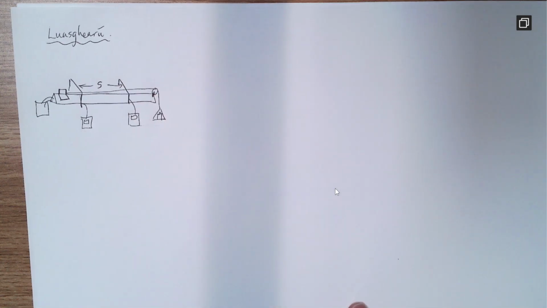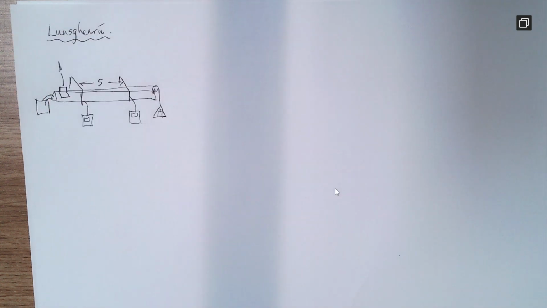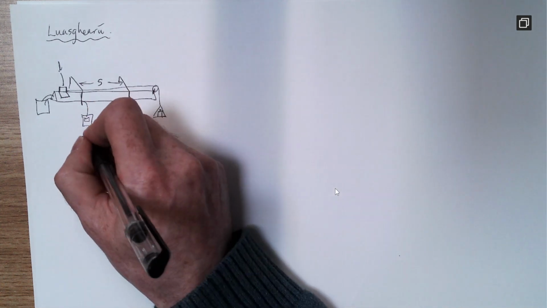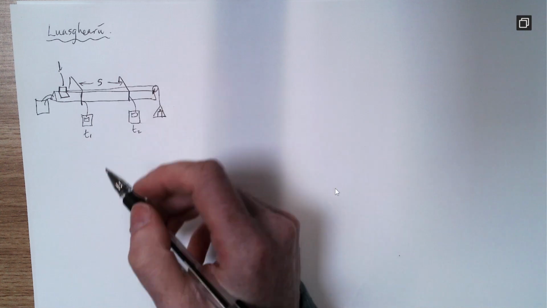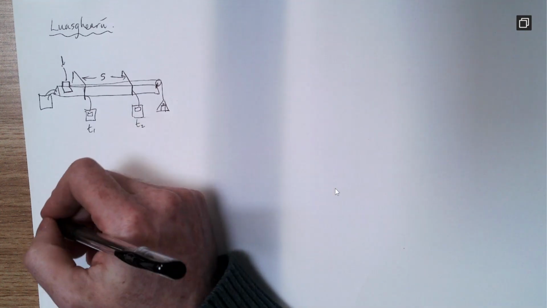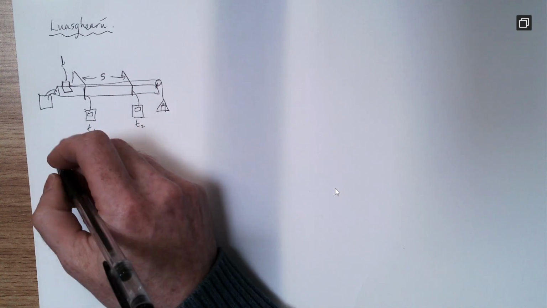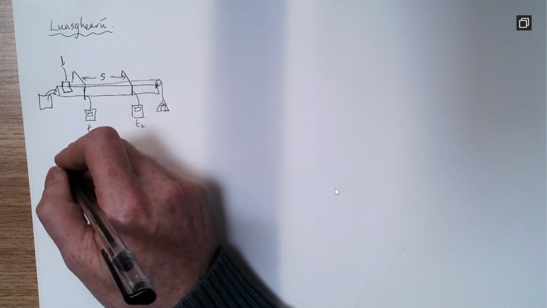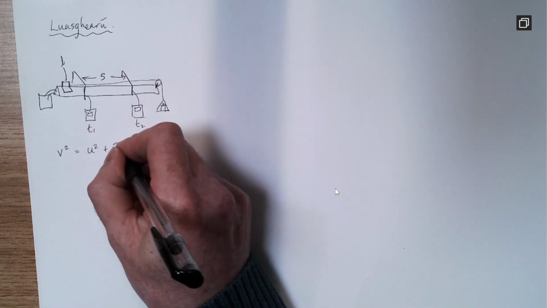Now the length of the card passes through the photo gate, giving the time T1 and T2 as the card passes through each photo gate. Alright, so when you look at the formula, it is v squared equals u squared plus 2as. Okay, so that's the formula.